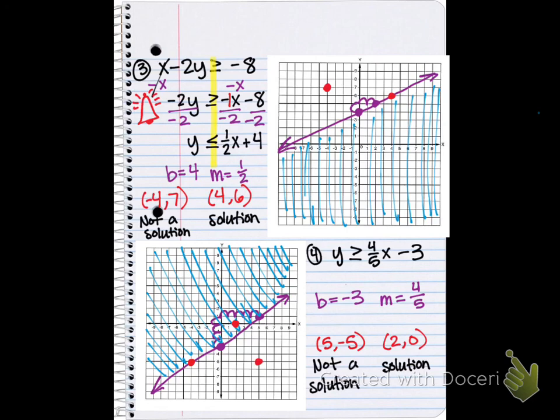Once you do that, it's going to ask you for 2 solutions and 2 non-solutions. So you will just be writing 2 points that are in the shaded area and 2 points that are not in the shaded area. All right, so good luck. And ready, set, go, class kick.